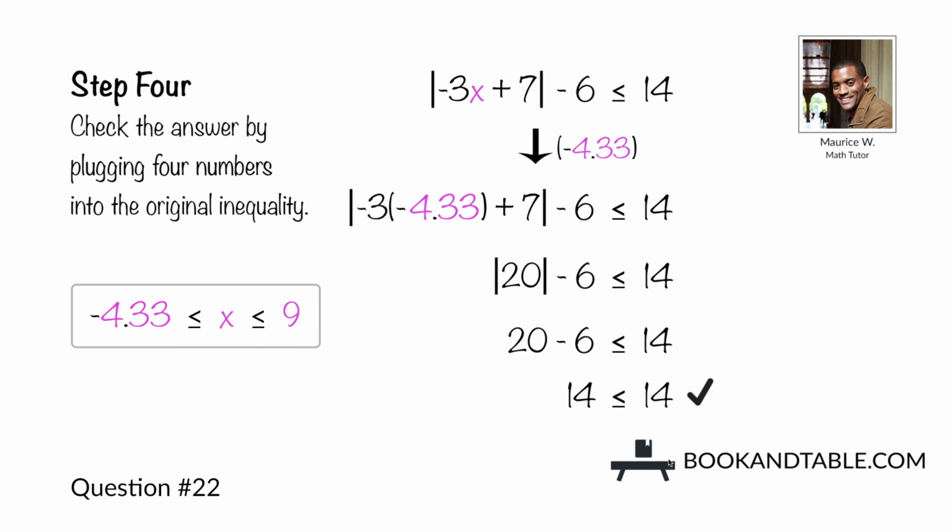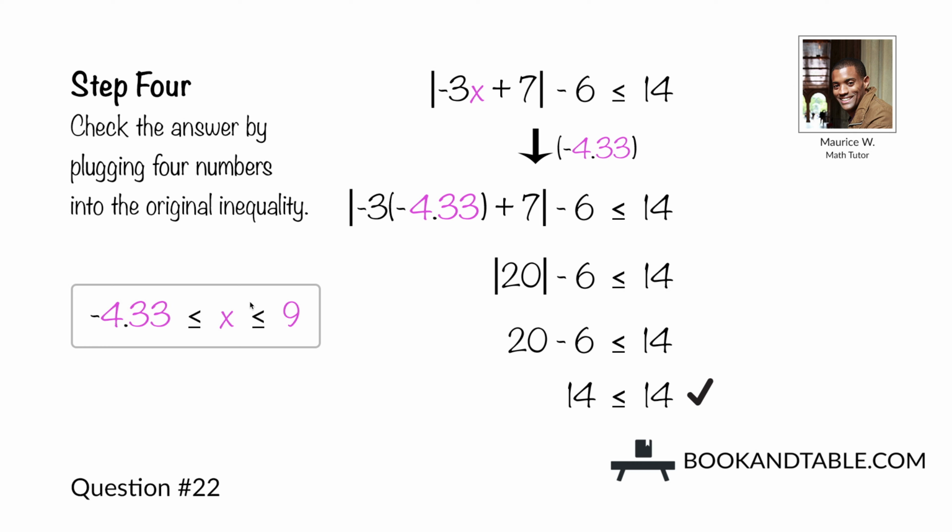And now when we plug in negative 4.33 for x, we get negative 3 times negative 4.33, which gives you positive 13, plus 7 will give you positive 20. The absolute value of 20 is 20. 20 minus 6 is 14, leaving you with the true statement, 14 is less than or equal to 14. So that shows that this end of our answer is correct.